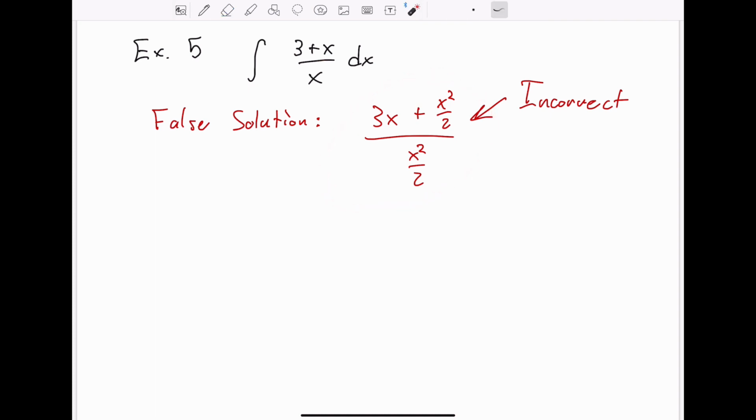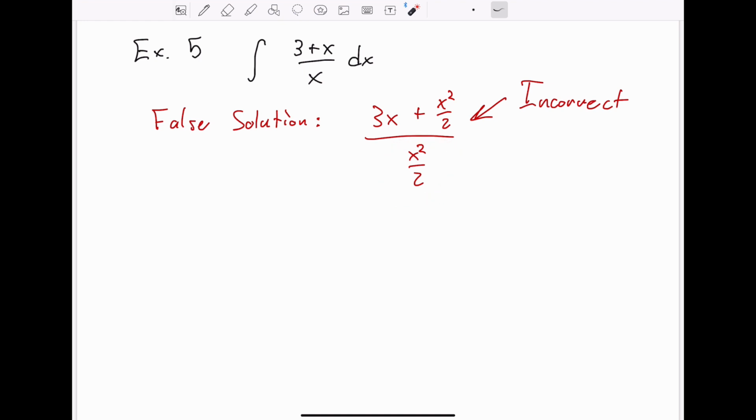But this is incorrect. The reason is there is no integration rule for a fraction in general. I can't simply integrate the numerator and then the denominator and divide both. It gives me the wrong answer. We could check. If we took the derivative of this expression, it would not be equal to 3 plus x divided by x. So this assumption is incorrect, and this is what we want to watch out for as we become more proficient with integral problems.